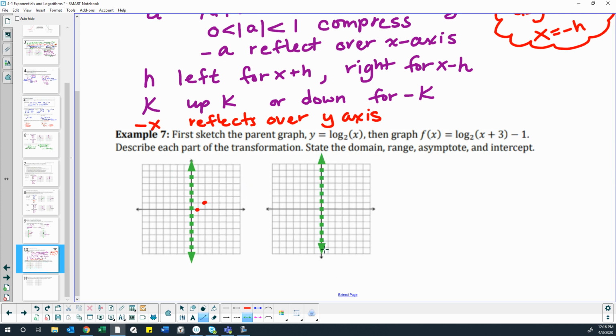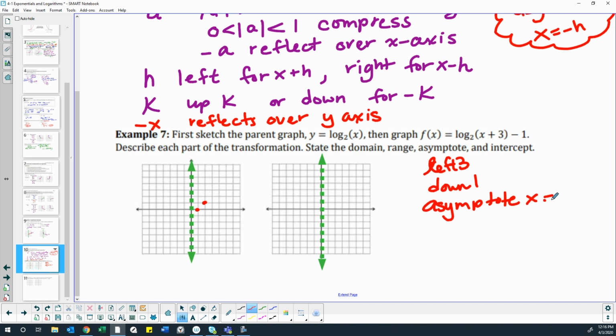So when we move it, let's go ahead and make a list of what is going to change. So we'll have right, nope, left. I started putting right and it's wrong. So it's actually going to be left 3 because it's a plus 3. And it's going to be down 1. And let's go ahead and do the asymptote. So instead of x equals 0, it'll be x equals negative 3 because it's moving left 3.